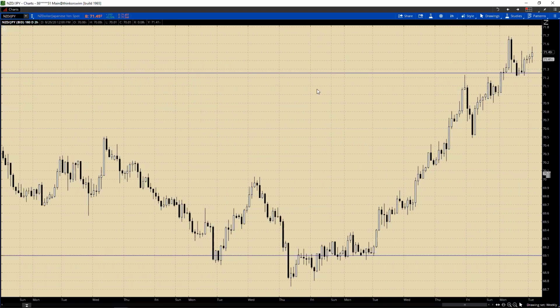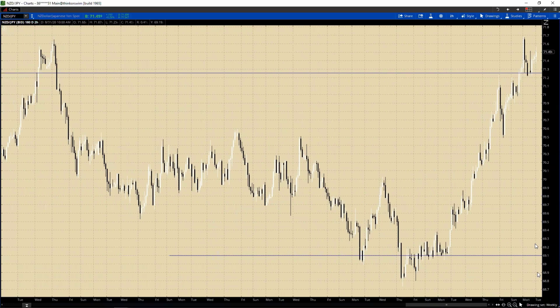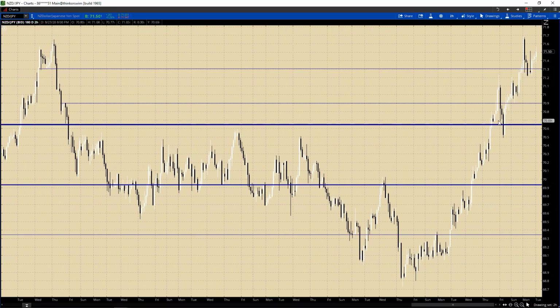I will say I like this platform so much better. It's so easy to navigate and go from a weekly chart into a 2-hour chart, and then I can just quickly move into the 2-hour levels right there. It makes it so much easier.